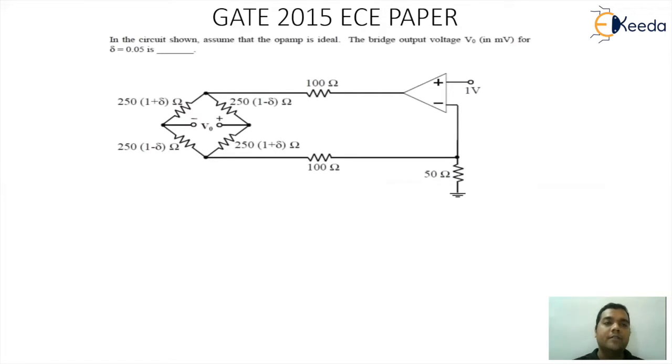Next question. This is from the GATE 2015 EC paper. Let's have a look at the question. The question is, in the circuitry shown, assume the op-amp is ideal. The bridge output voltage Vo in millivolt for delta equal to 0.05 is.